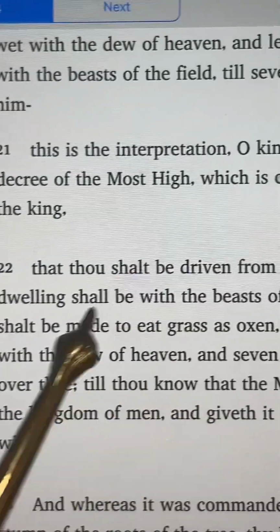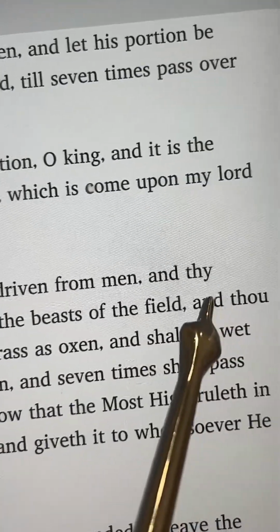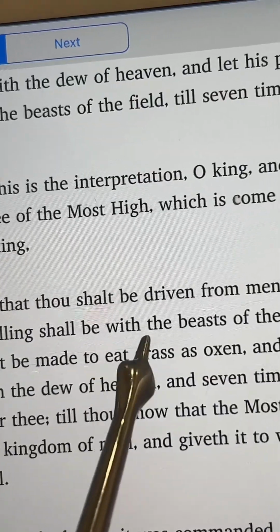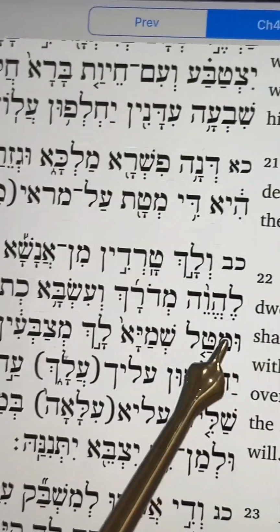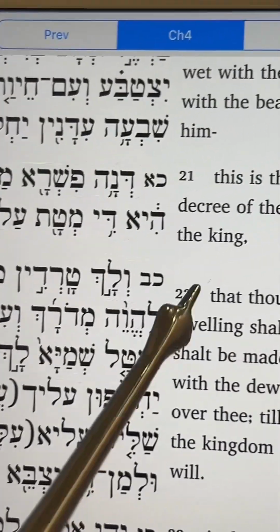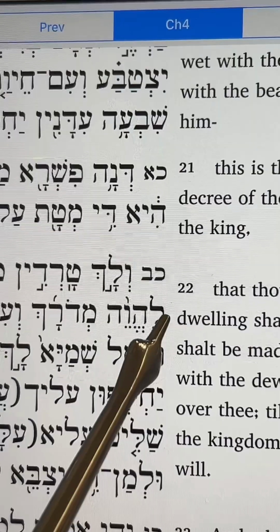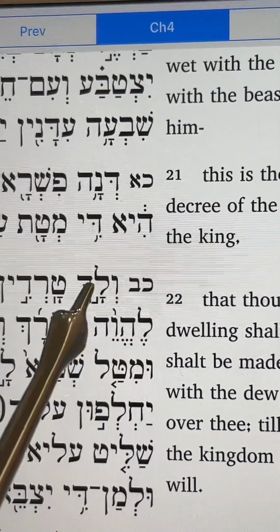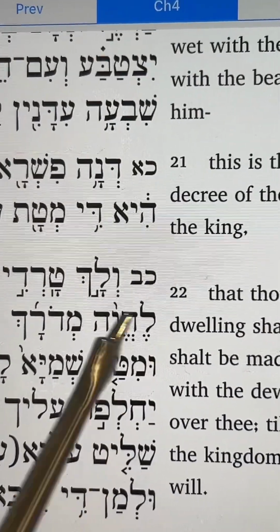We know that because the verse reads, "And you shall be driven from men, and your dwelling shall be with the beasts of the field." Okay, so we're literally supposed to have a yod here. The same way we use a prefix yod, third person masculine singular in biblical Hebrew, is the same yod that we use for biblical Aramaic. So it's really supposed to be a yod here.